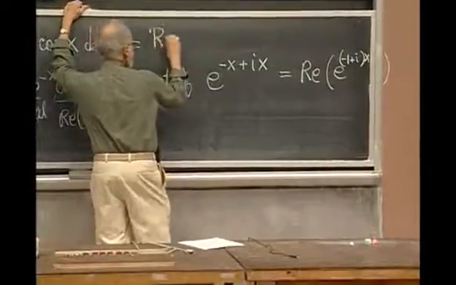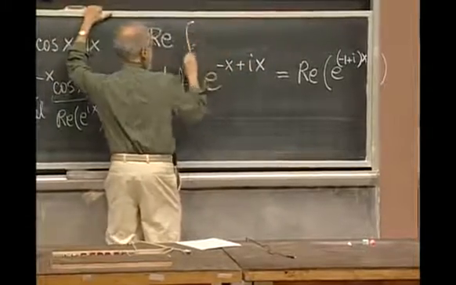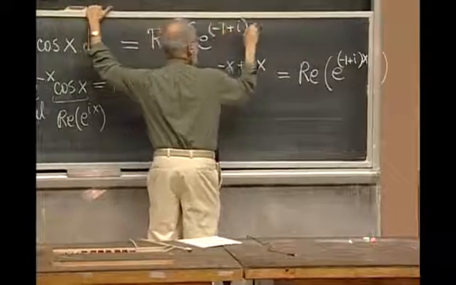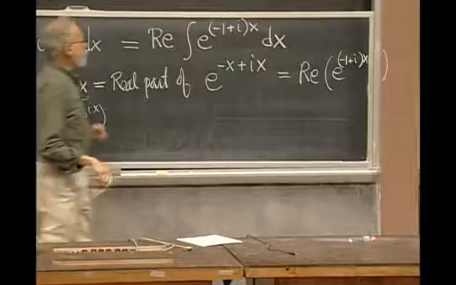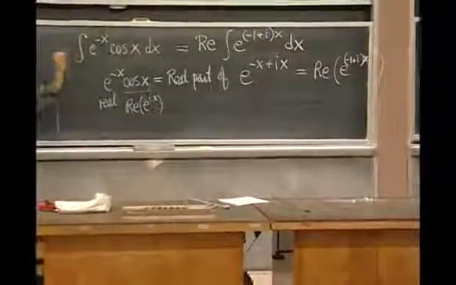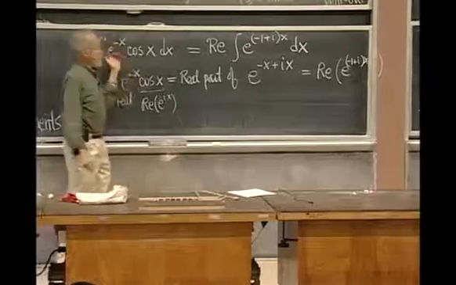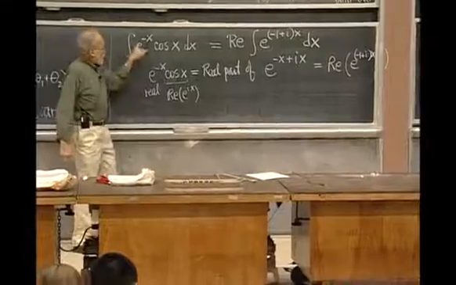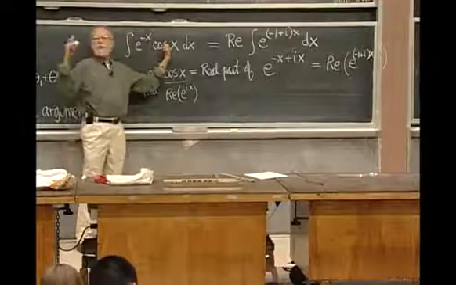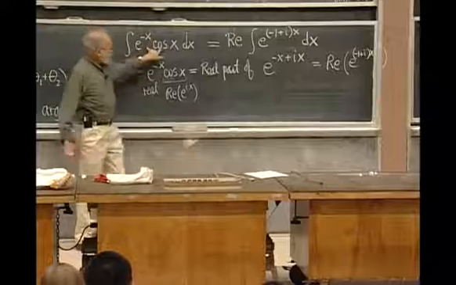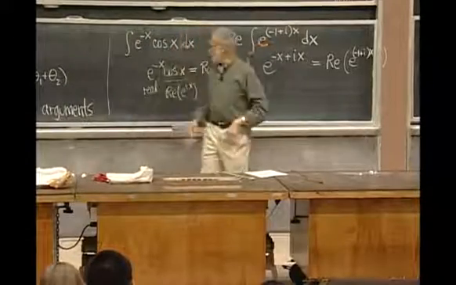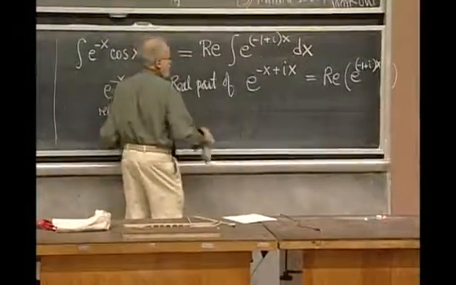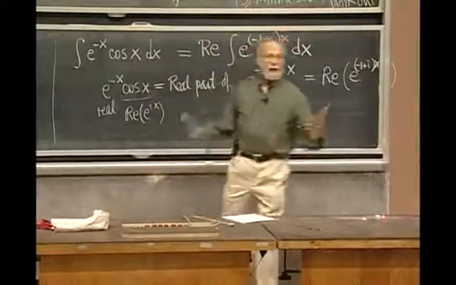Okay? And so the idea is the same thing is going to be true for the integral. This is going to be the real part of the integral of e to the minus 1 plus i times x dx. In other words, this procedure is called complexifying the integral. Instead of looking at the original real problem, I'm going to turn it into a complex problem by turning this thing into a complex exponential. This is the real part of that complex exponential. Now, what's the advantage of doing that? Simple. It's because nothing is easier to integrate than an exponential.